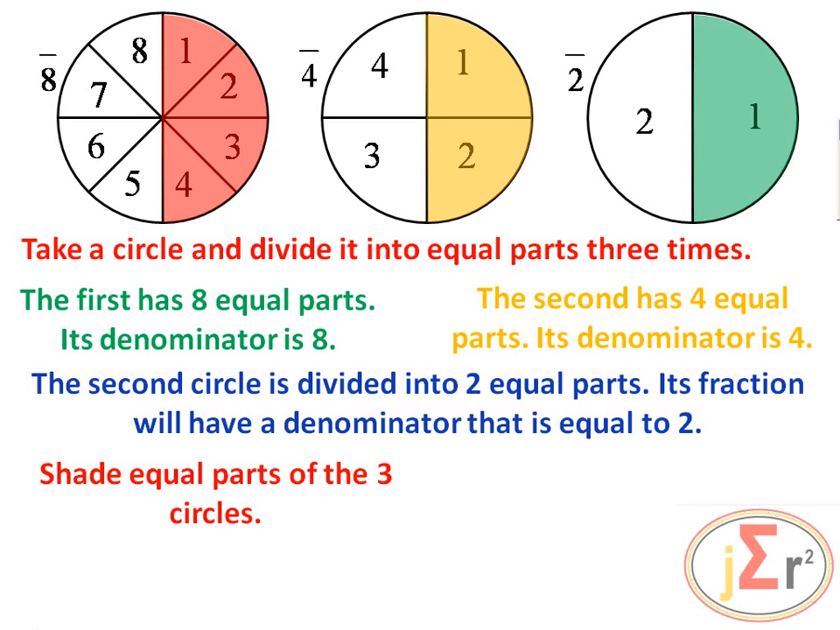Right, so shade equal parts of the circle. That represents 4/8. How many parts of each whole is shaded? So the first one, Jerry is saying that it represents how many eighths? 4/8. And the second one represents 2/4. 2/4, right. And the last one represents a half.